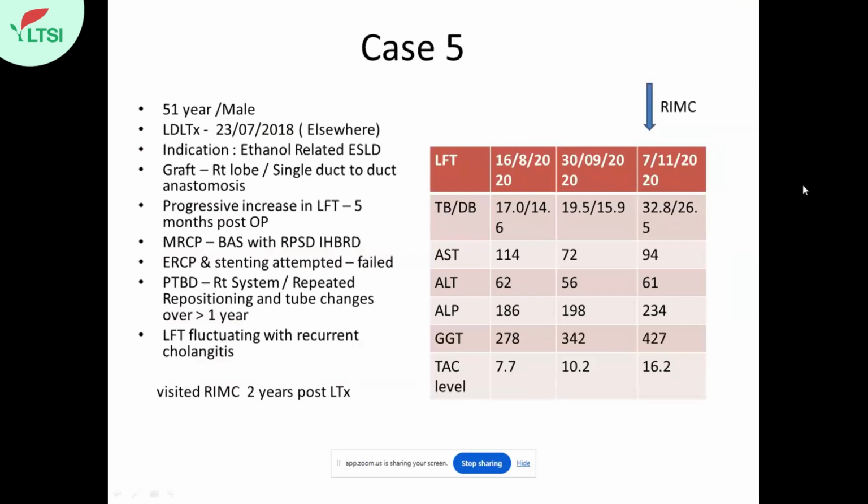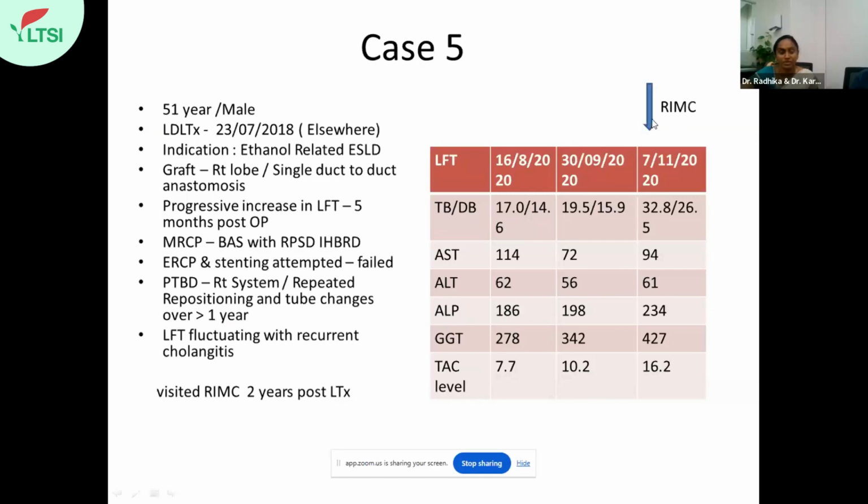Okay. Now we move on to the next case, which is a 51-year-old male who underwent living liver transplantation for ethanol-related end-stage liver disease in July 2018 elsewhere. It was a right lobe graft with single duct-to-duct anastomosis. As per the records, the immediate post-operative period was uneventful. But around 4 to 5 months post-operatively, there were progressively increasing liver function tests, and MRCP, which was done at the time, showed biliary anastomotic stricture.